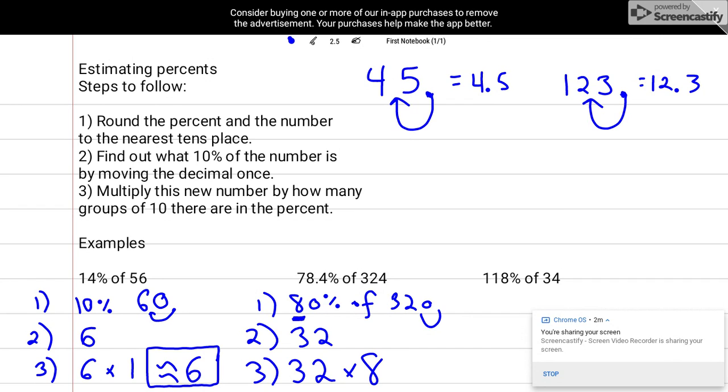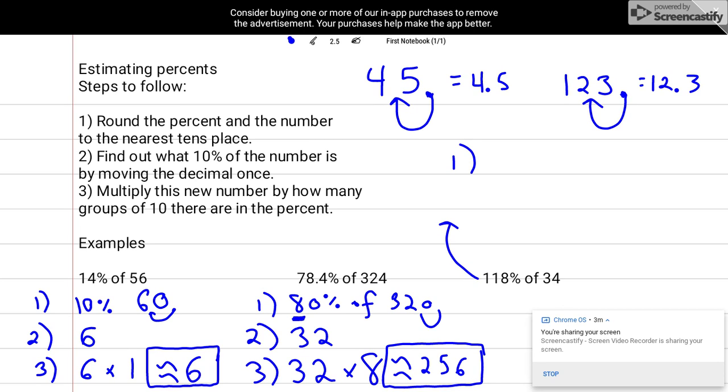So off screen, I'm going to get my calculator, and I'm going to type in 32 times 8, and I get an answer of 256. So this is all equal to approximately 256. So we can also do this when we have problems that are larger than 100%. I'm going to do them up here.